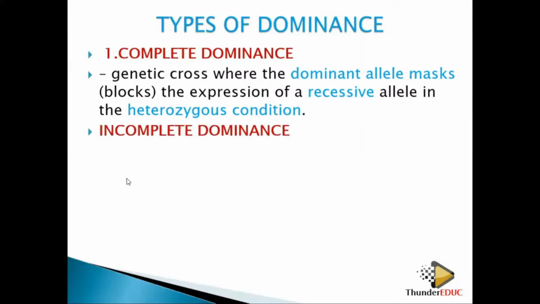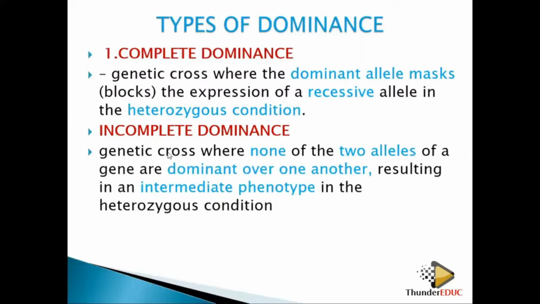So then you have what you call the incomplete. When we talk about incomplete, it means that yes, the dominance is there, but it is incomplete. So it means that one brings 50 and then another one brings also 50. So it's a genetic cross where neither of the alleles is dominant over the other. It means that they have equal powers.